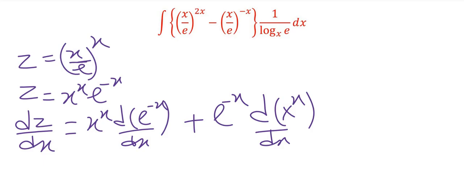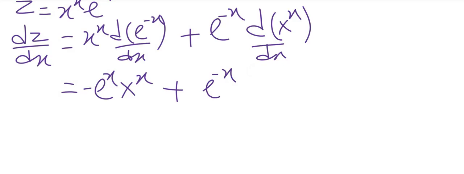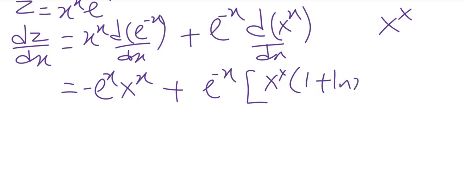Now, moving on, I want to differentiate e to the power of negative x. Derivative of e to the power of negative x is minus e to the power of negative x. So I have minus e to the power of negative x multiplied by x to the power of x plus e to the power of minus x. Derivative of x to the power of x, I've done this in one of my videos. Derivative of these, it's straightforward. This gives x to the power of x multiplied by 1 plus ln x. This is derivative of x to the power of x.